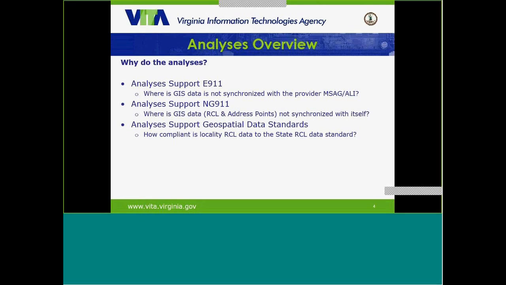Also, looking at it from an NG911 perspective, these analyses support NG911 in that we're taking your GIS data and doing a GIS analysis. We're going to be able to check synchronization between your address point and your road centerline, looking at things like street names, address ranges, and how well the road centerline meets certain topological recommendations, standards, and best practices.